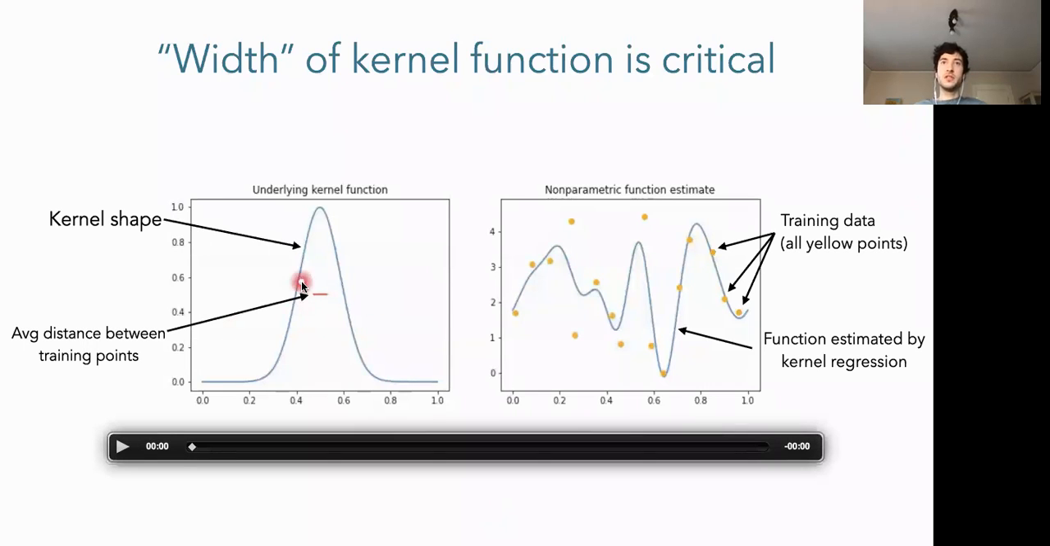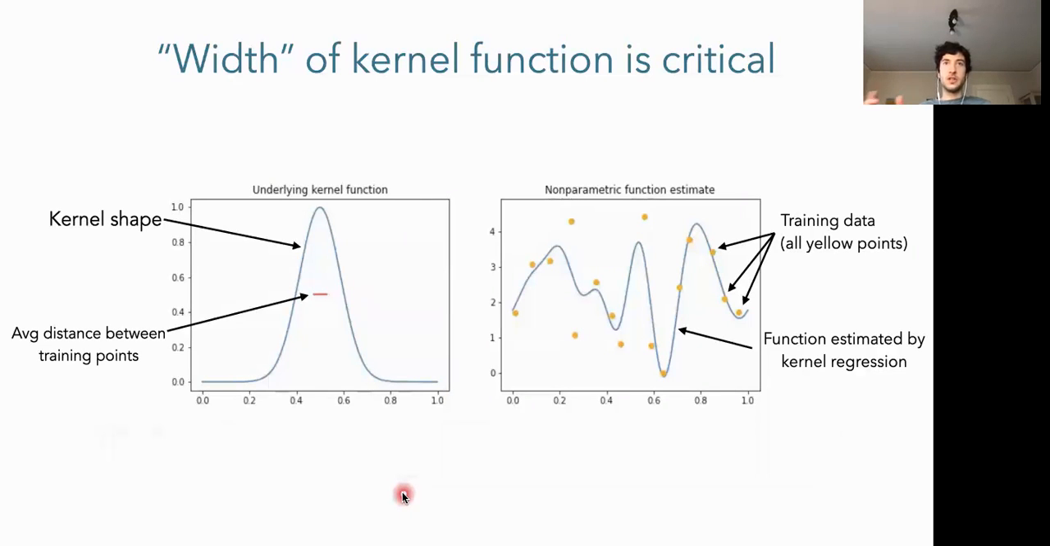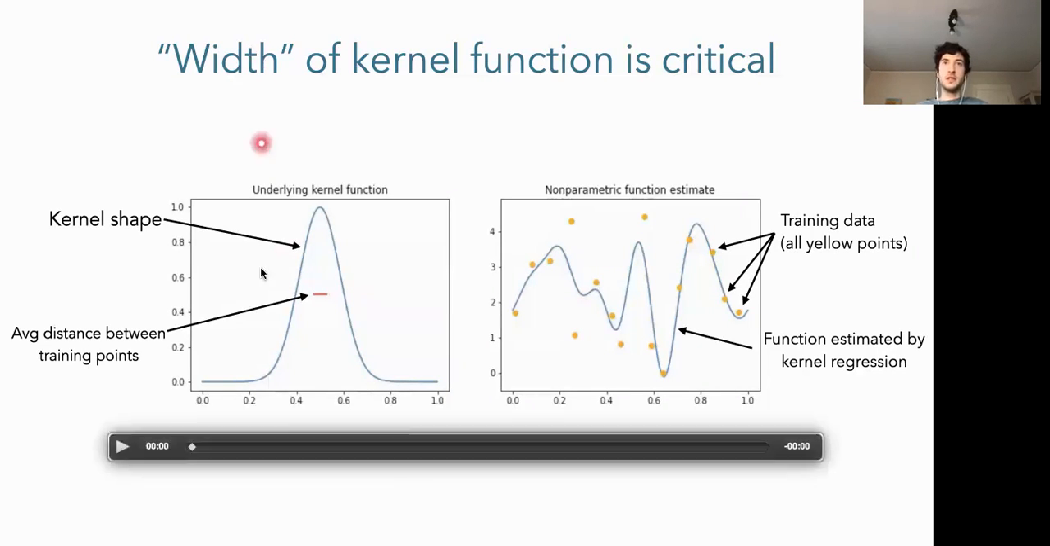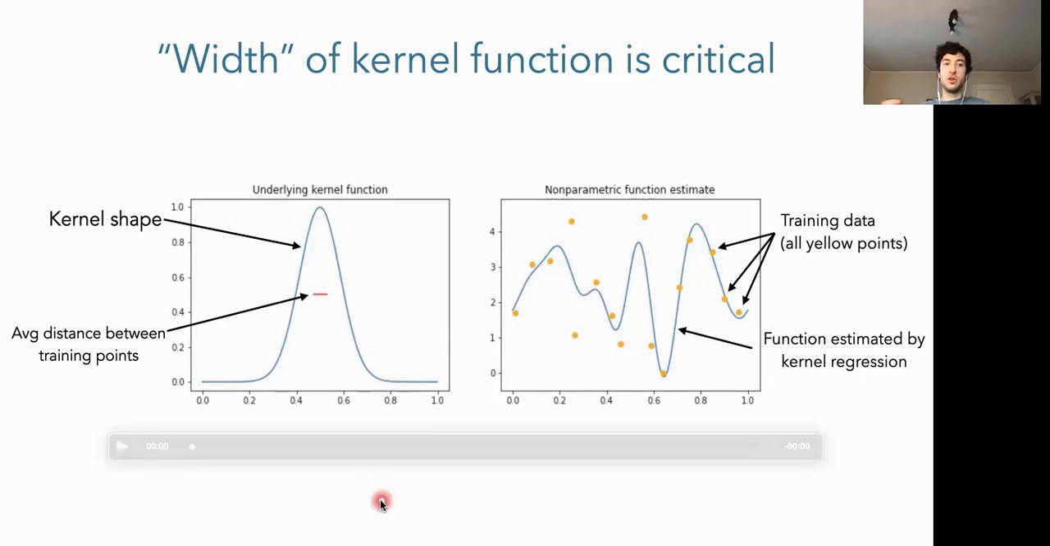Oh, there we go. Yeah, so I've added this red marker here that is the same width as the distance between these two yellow points to give you context on the size of the kernel. So right now you can see that the kernel is much wider than the distance between points, and as a result, you get a regression, or a function estimate, that is too smooth.